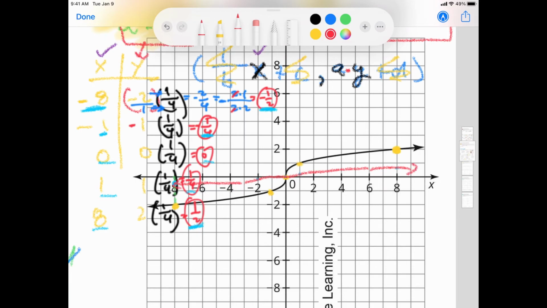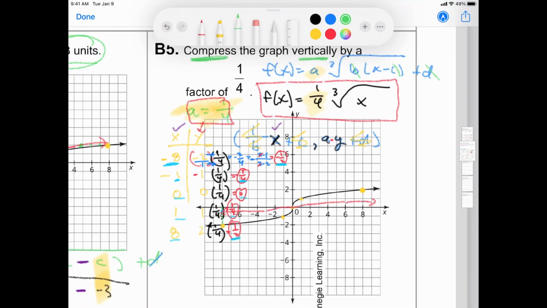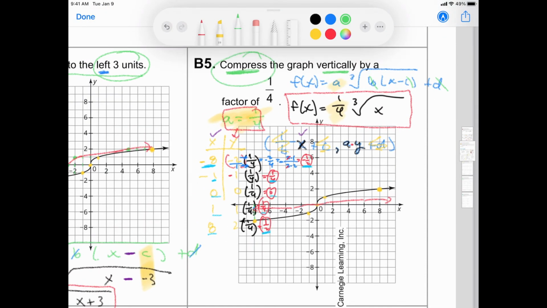It almost looks like a straight line, because what's the big idea here? The big idea is that it was compressed. Compressed means pushed down or squeezed. Does that make sense? Or shrink is another word for that. So that was B5.